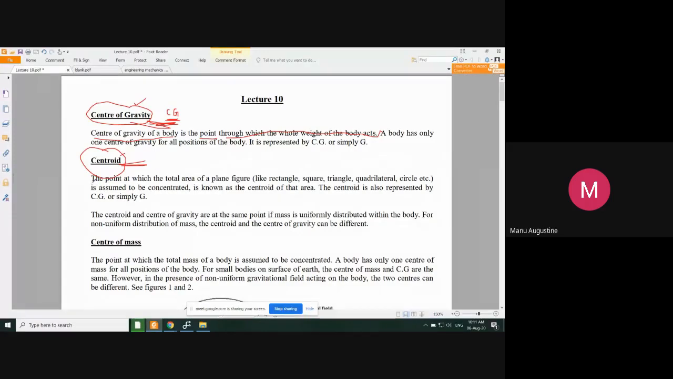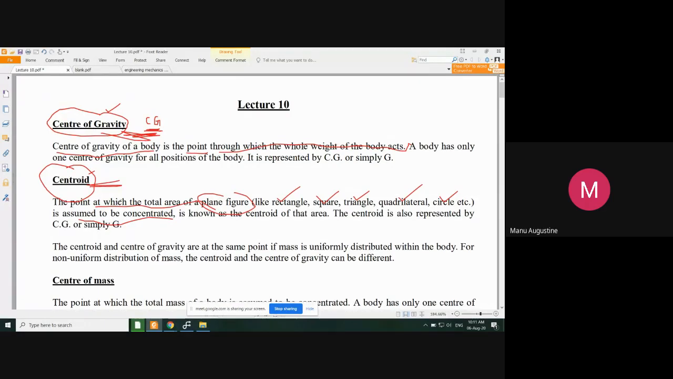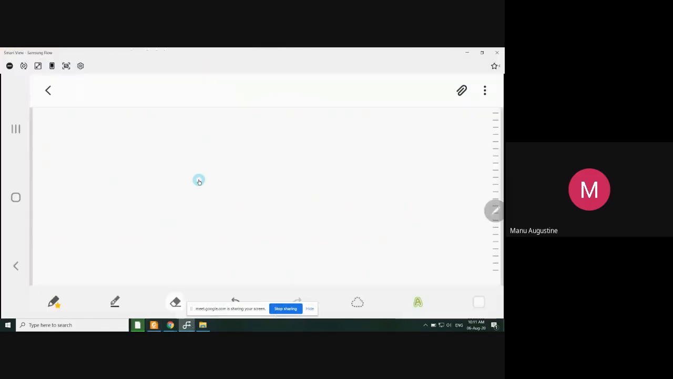It is the point at which the total area of a plane figure like rectangle, square, triangle, quadrilateral, circle, etc. is assumed to be concentrated. Or rather, I will give you a much easier definition for centroid. Centroid can be defined as the geometric center of any entity. So I'm going to redefine centroid for you so that it is easier for you to remember.